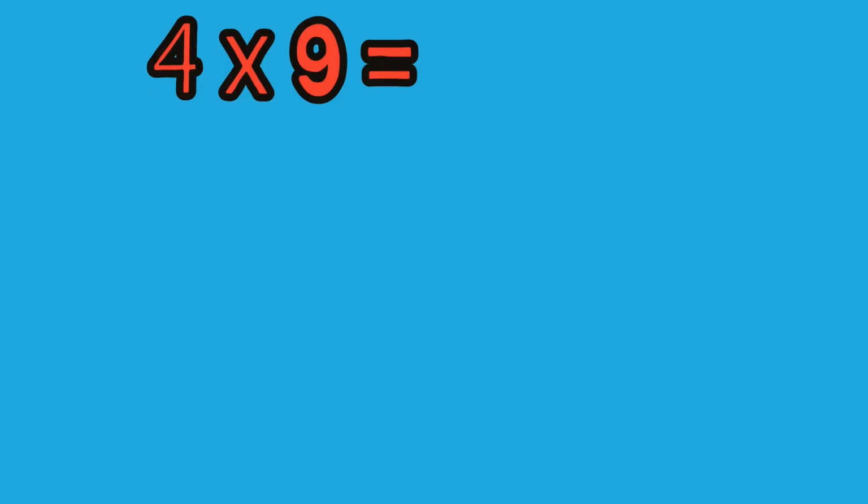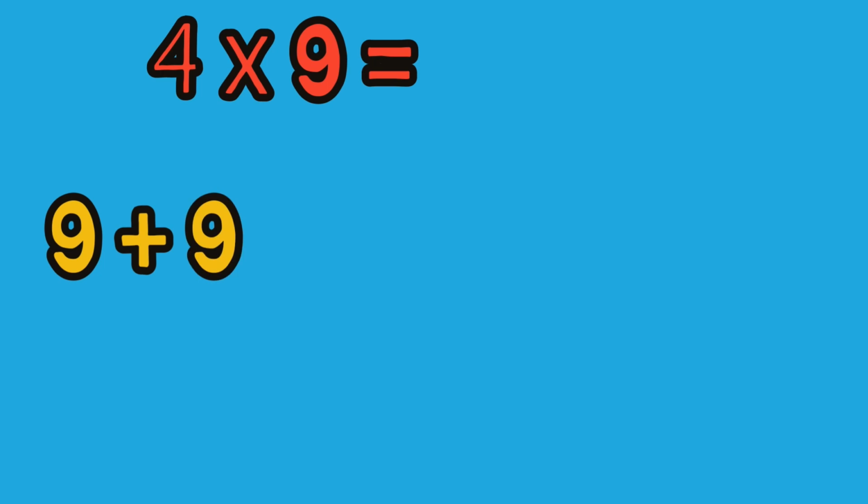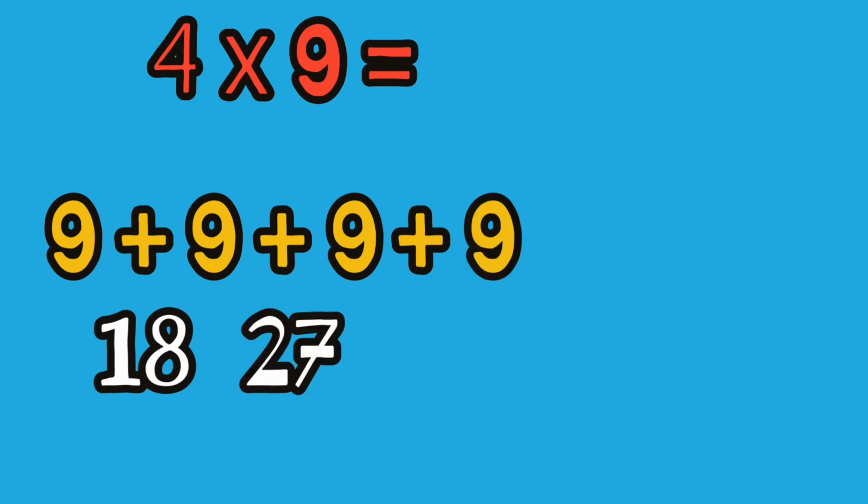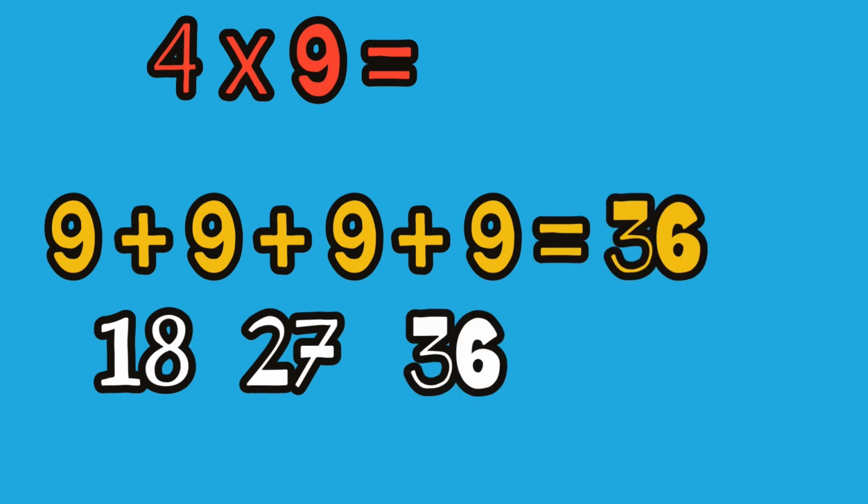We're supposed to multiply 4 times 9. Oh, wow, we have forgotten this. I don't remember this fact. What can I do? I can use repeated addition. I can add the number 9 4 times, and I am going to find my answer. 4 times 9 equals 36. It is the same as if we add 9 plus 9 plus 9 plus 9.